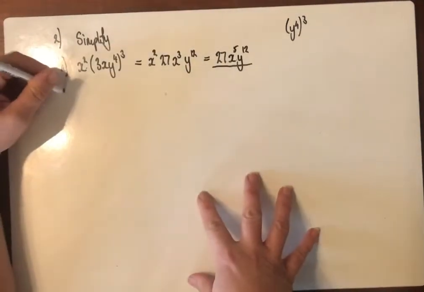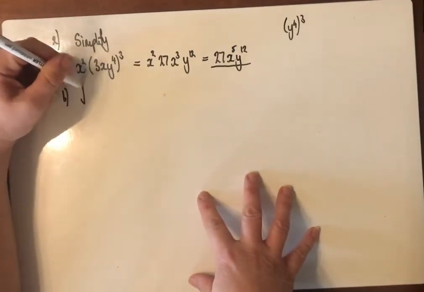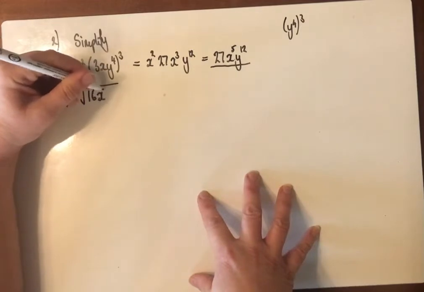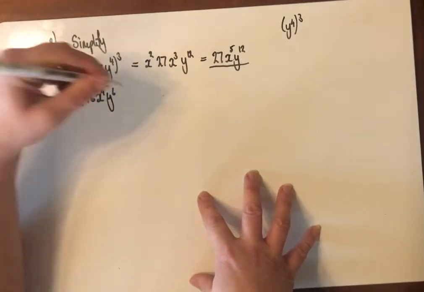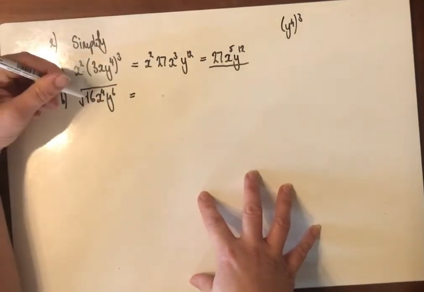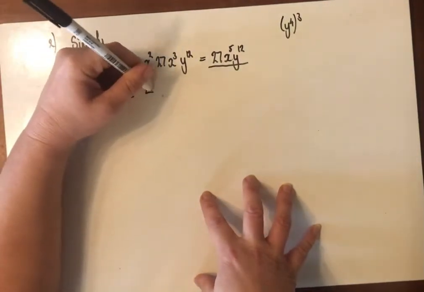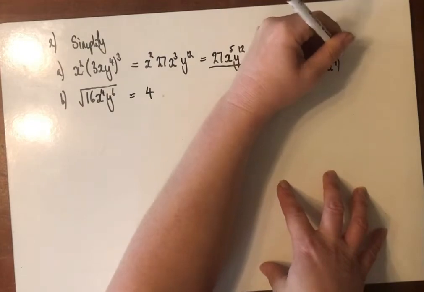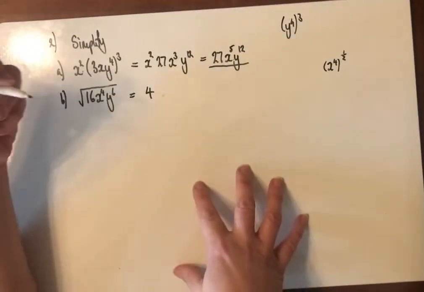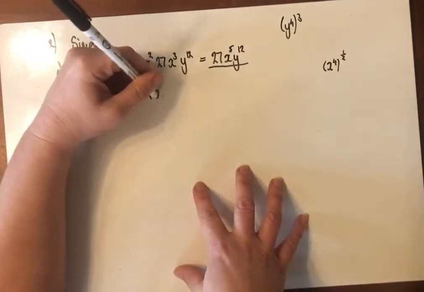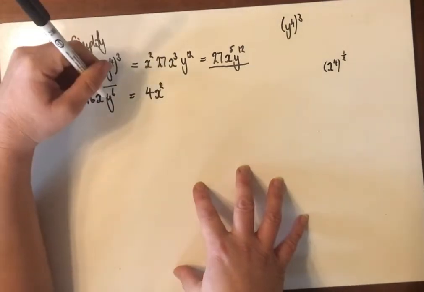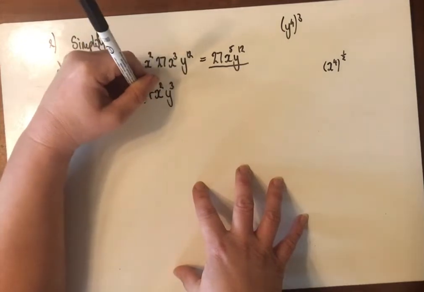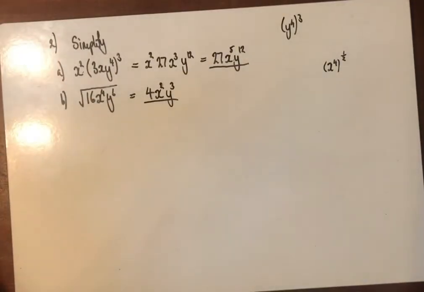And then similarly, if you want to square root through things which are being multiplied together, you can just square root each section. So root 16 is 4. The square root of x to the power 4 is the same as x to the power 4 to the power of a half, and 4 times a half is 2, and 6 times a half is 3.